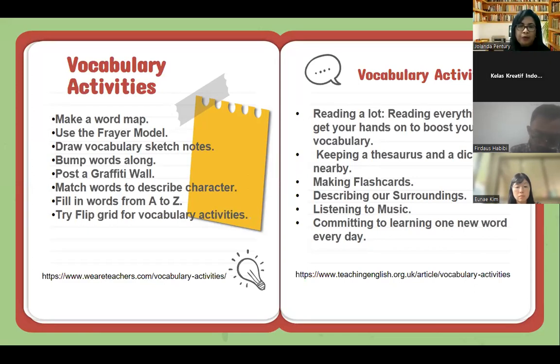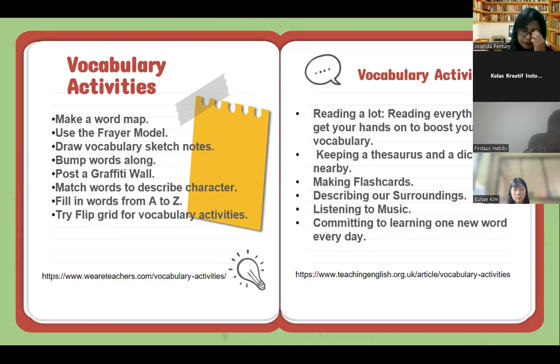And also, we do some activities like reading a lot, or reading aloud. And then keeping a thesaurus and dictionary, making flashcards, describing our surroundings. Maybe give them some minutes, and then they have to describe things around them, or they have to describe their friends.